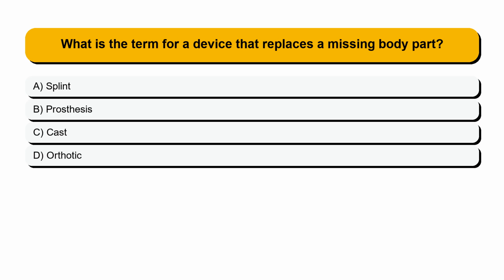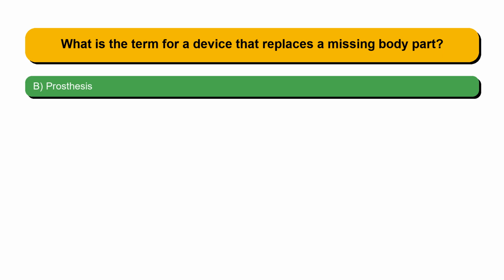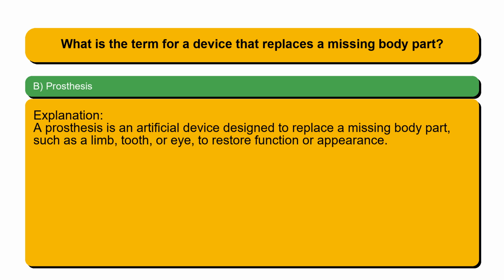Question 12. What is the term for a device that replaces a missing body part? Option A, a splint. Option B, prosthesis. Option C, cast. Option D, orthotic. The correct answer is option B, prosthesis. A prosthesis is an artificial device designed to replace a missing body part, such as a limb, tooth, or eye, to restore function or appearance.